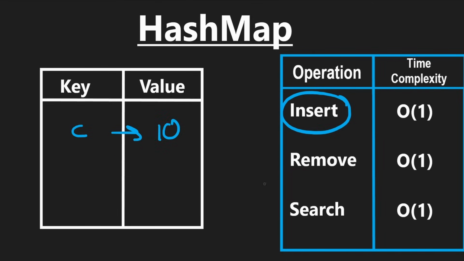Now, the best feature of a hash map is being able to search the hash map. If you want to search for a particular key, if you want to know, does the character Z exist as a key in the hash map, you can also do that in constant time.